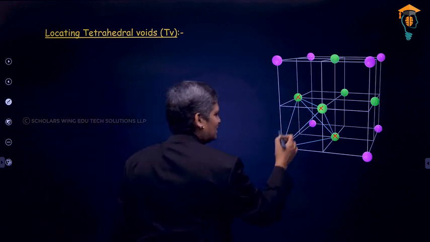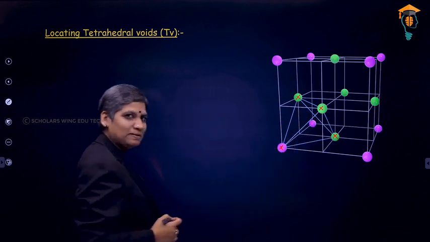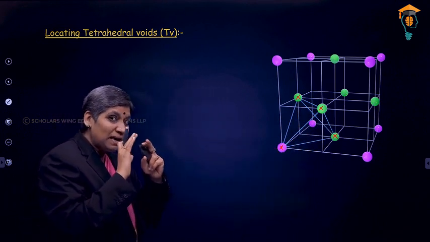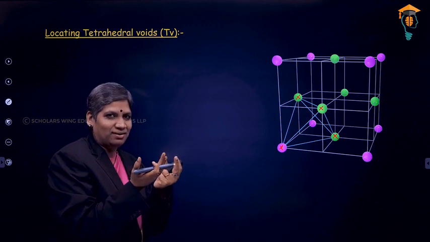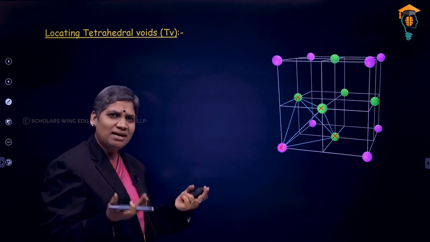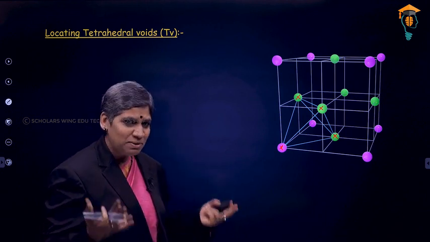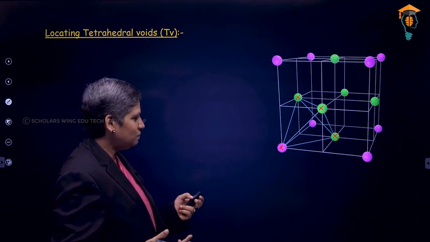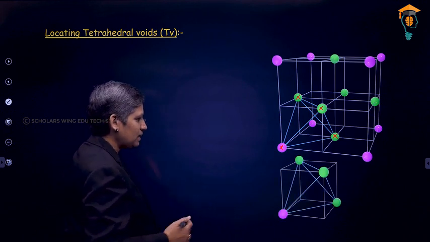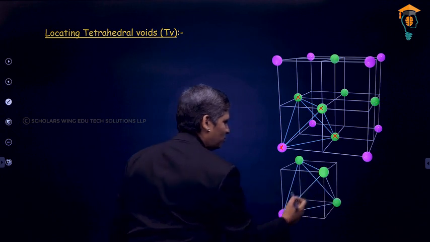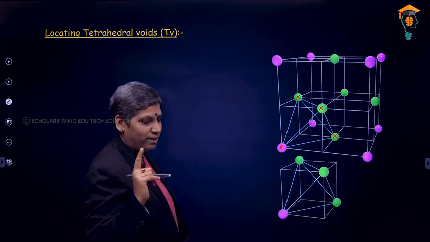This is a regular tetrahedron, isn't it? So that means the space within that tetrahedron represents the tetrahedral void, because void is an empty space. Are you clear? That means, friends, here in every small cube there is one tetrahedral void.